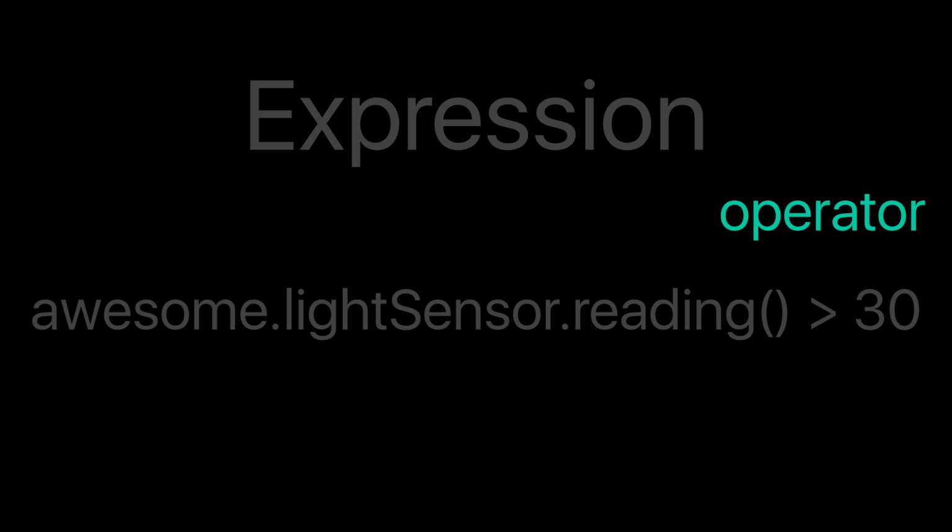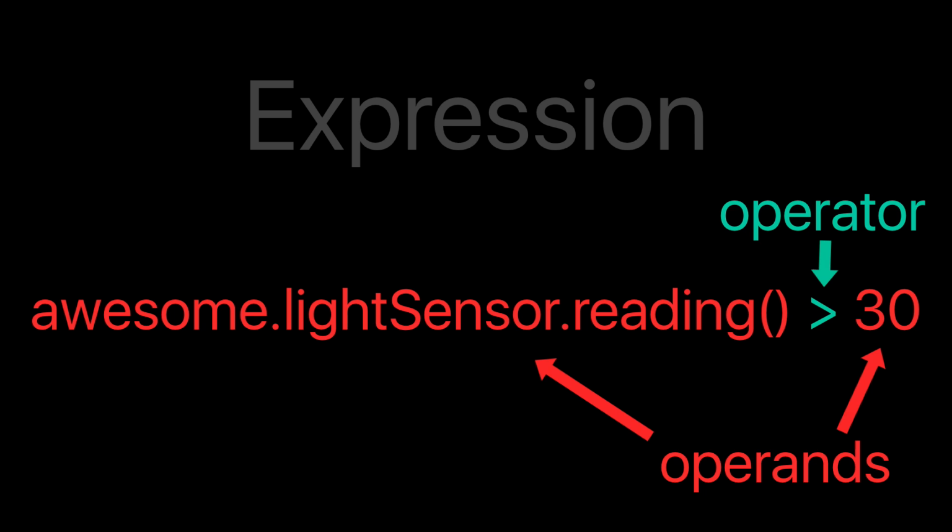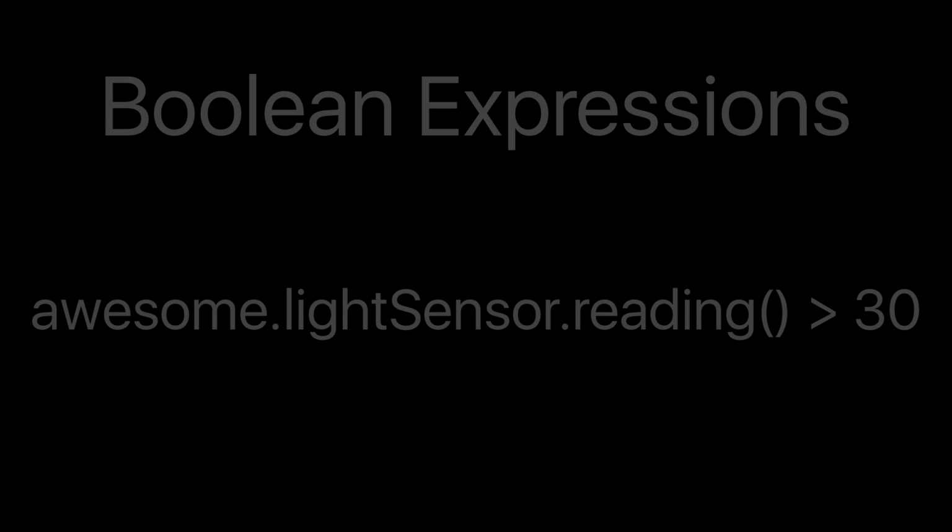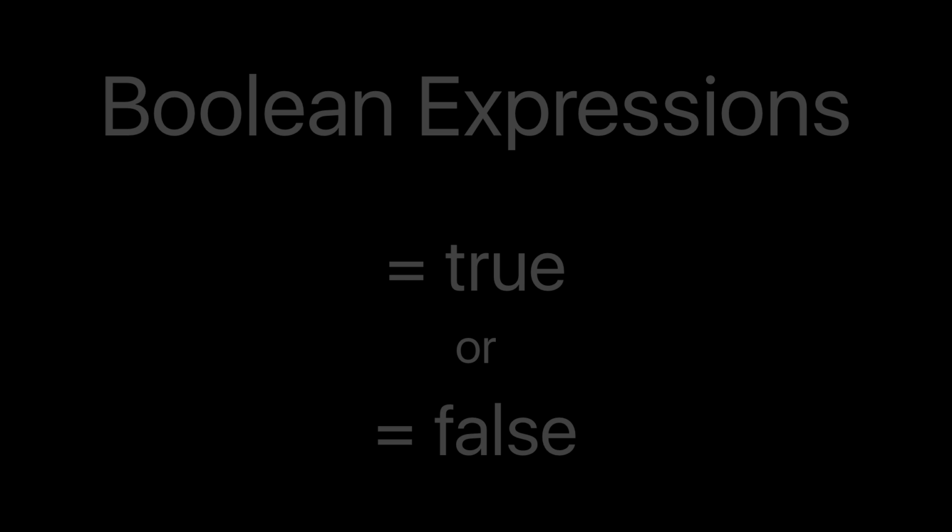Expressions are made up of operators and operands. In this expression, this is the operator and these are the operands. This expression is called a Boolean expression. It evaluates to true or false.